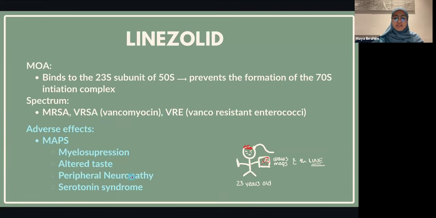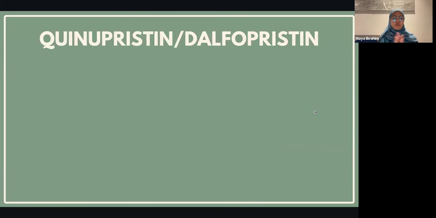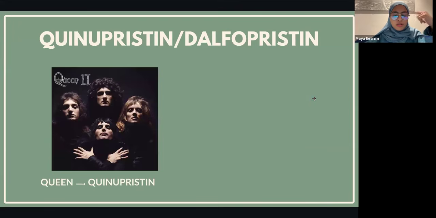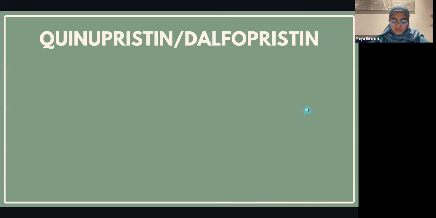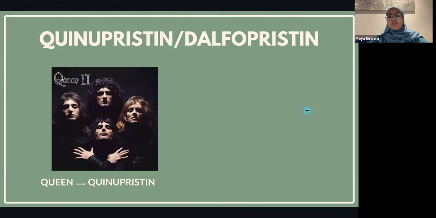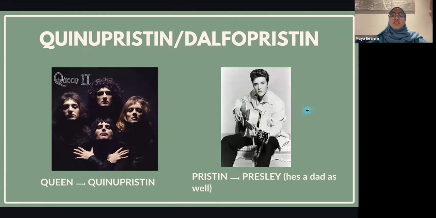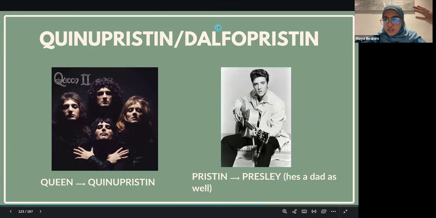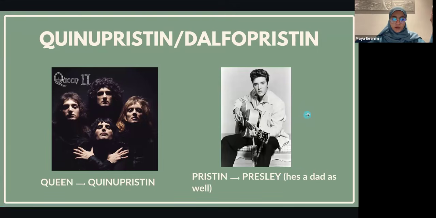She draws maps because M is for myelosuppression, A is for altered taste, P for peripheral neuropathy, and S for serotonin syndrome. Now, quinupristin and dalfopristin. Actually, bear with me on this part. Quinupristin reminds me of the British band Queen, okay? And dalfopristin reminds me of Elvis Presley, because Presley, Priscilla Presley, and he's also a dad, so dalfopristin. This is how I remember them, okay?